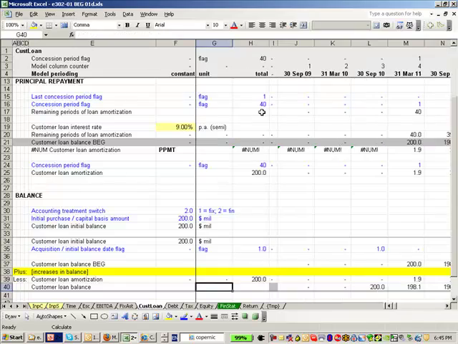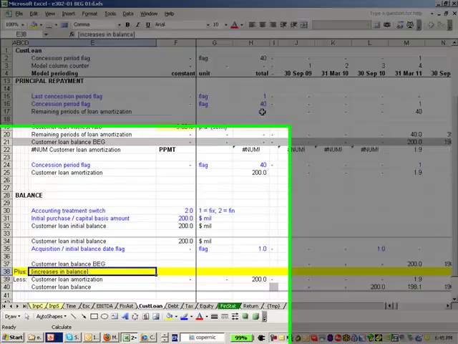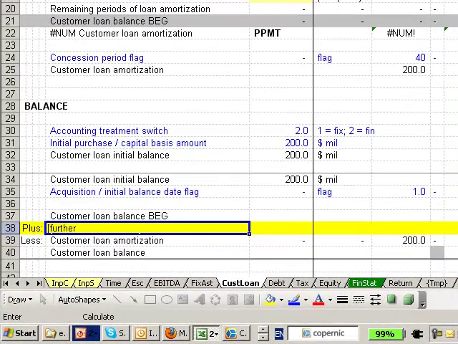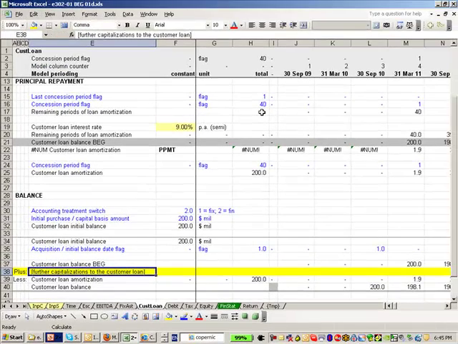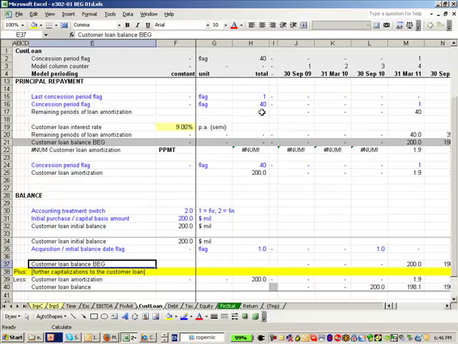The other thing I suppose that's worth noting is that this increase on the balance would be some sort of further capitalizations to the customer loan. Well, we'll say customer loan, financial asset. And that was one of the topics that we are deliberately leaving out of today's webcast in the interest of simplicity. Any further additions, we could pick that up on a subsequent session.